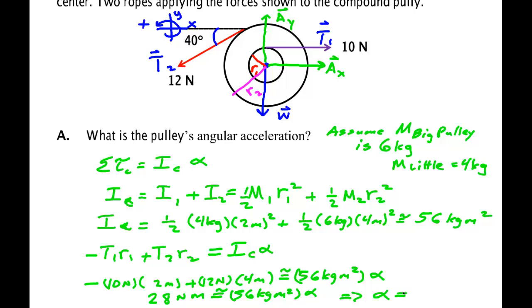So alpha is 28 divided by 56, which looks like it came out to be a nice number, just amazingly. It did. Certainly was not intended to. 2.00 rad per second squared.